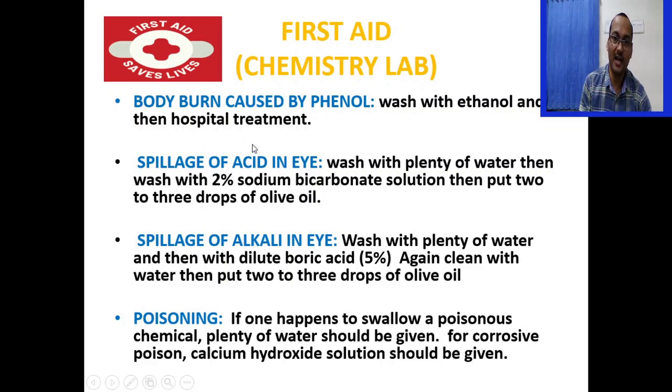Spillage of an acid in the eye. What you have to do is wash with plenty of water, then wash with 2% sodium bicarbonate solution, then put 2 to 3 drops of olive oil. Suppose there is a spillage of alkali in the eye. You have to wash it with plenty of water, then with dilute boric acid 5%, again clean it with water and put 2 to 3 drops of olive oil.